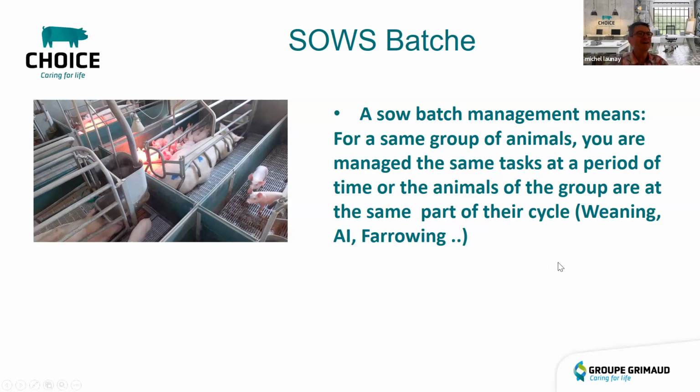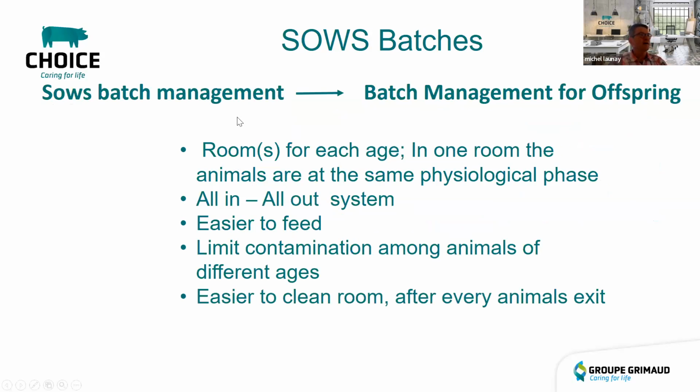As I told you just before, we can manage the sows and the offspring in batch management. And the advantage, which is quite important, is that we have a room for each age. That means in one room, the animals are at the same physiological phase. We can also manage in an all in, all out system. That means I enter the animals in a specific room, and they go out at the same date all together. So it's an all in, all out system.